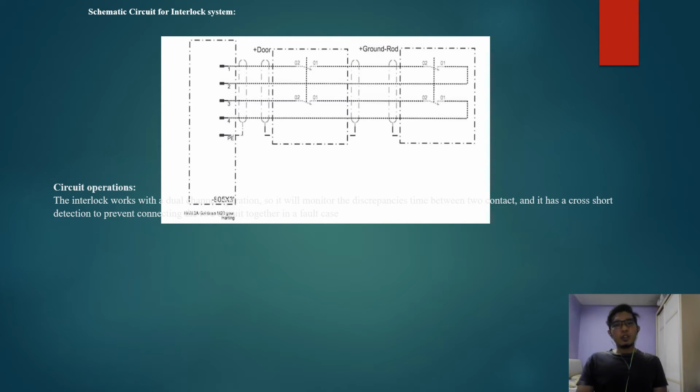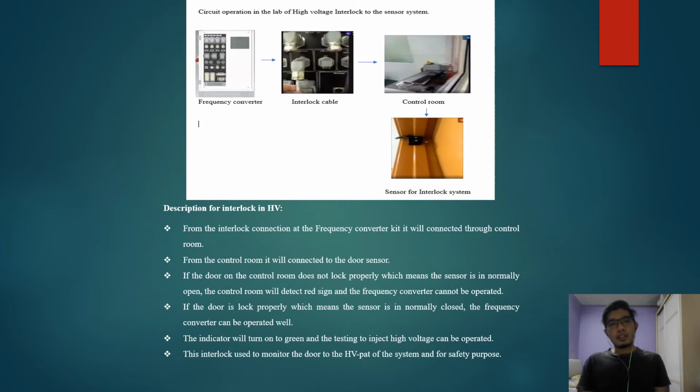Okay, the slide shows the schematic for the interlock system. Circuit operations. The interlock works with a dual channel operation, so it will monitor the discrepancy time between two contacts, and it has a cross short detection to prevent connecting the two circuits together in a fault case. Okay, next is the circuit operation in the lab of the high voltage interlock to the sensor system.